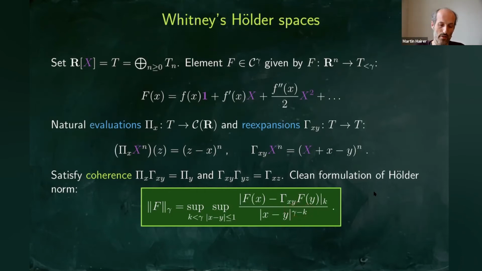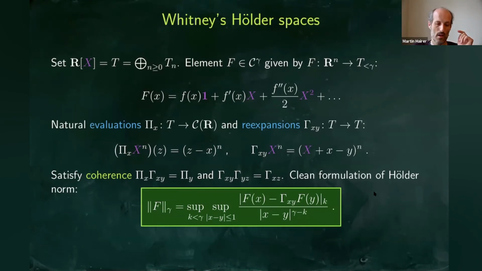So in general, if you look at the kth coefficient, the natural thing to do is to divide by gamma minus k, x minus y to the power gamma minus k. And the claim is that this is totally equivalent to the usual gamma Holder norm. But it's just a neat way of reformulating it.